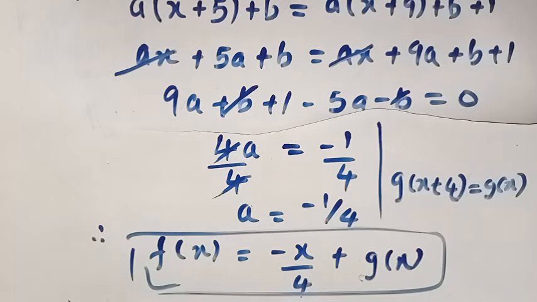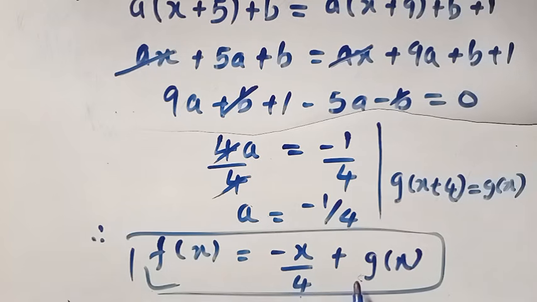Then we can also put a check to show that the left hand side and the right hand side are equal. What we just do is, from f of x plus 5, we substitute all these values. Anything we get, we subtract it from what we get when we substitute f of x plus 9. Then everything will equal 1.